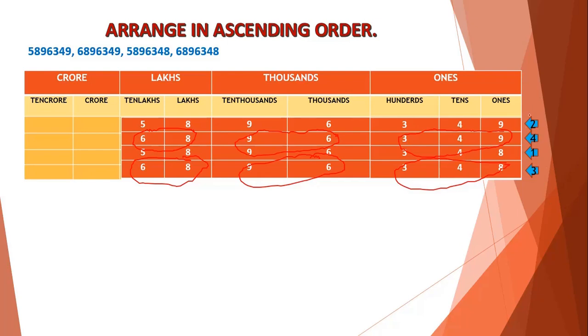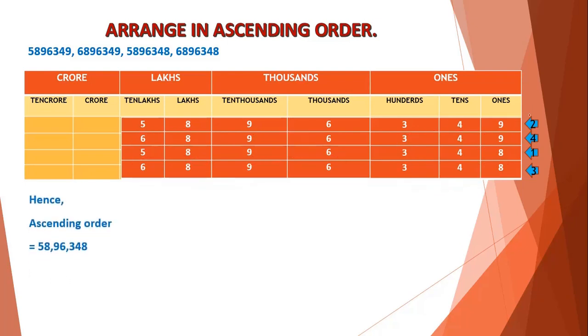Now we will write the order from small to big. Hence ascending order equals to, first number we got it as 58,96,348. Second number we got it as 58 lakhs 96,349. Third number we got it as 68 lakhs 96,348, and biggest number we got it as 68 lakhs 96,349. This way we will arrange the given set of numbers in ascending order, that is small to big.